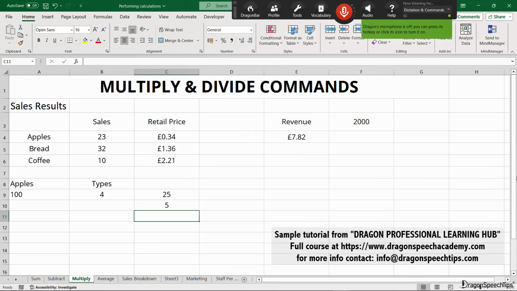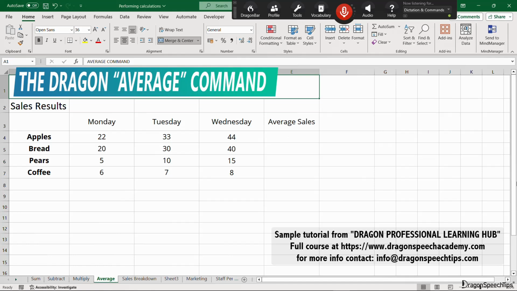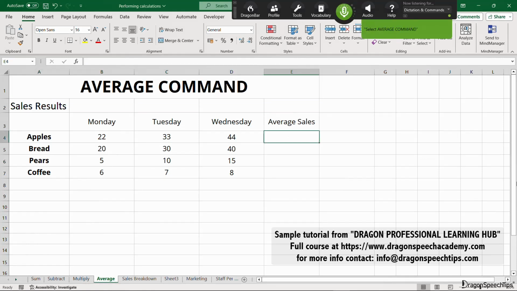Next, let's look at how we can calculate averages. Dragon provides us with the average command to calculate averages. Here are a few examples of how it can be used. To calculate the average sales of apples and place the answer in the cell E4, we would first go to cell E4 and then dictate the command average the values on the left. Go to cell E4. Average the values on the left.